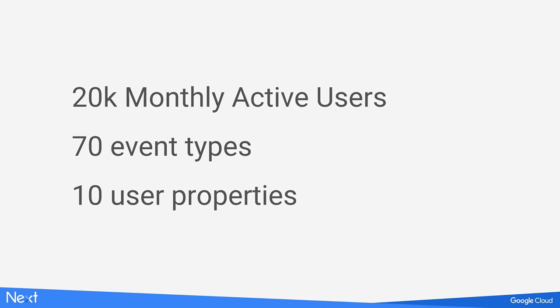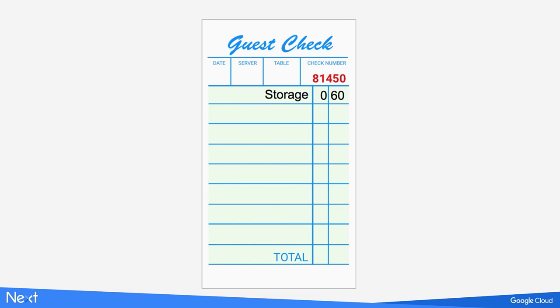However, if we were to take a look at a sample game like Bingo Blast, which right now has about 20,000 monthly active users across iOS and Android, records 70 different event types and 10 different user properties, right now our data storage charges come up to about 60 cents a month to store the previous 10 months worth of data. We're also paying about 12 cents a month to insert that data into BigQuery in real time. And then if we were to run a simple query across, say, a month's worth of Android data, that costs about 1/10 of a penny.